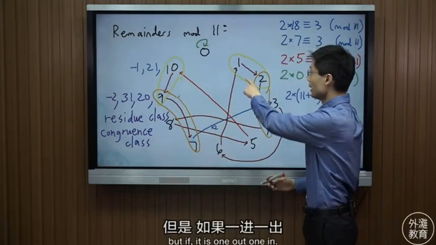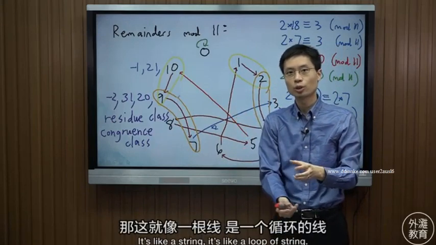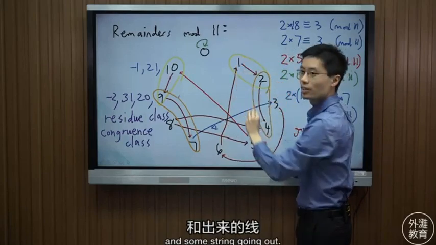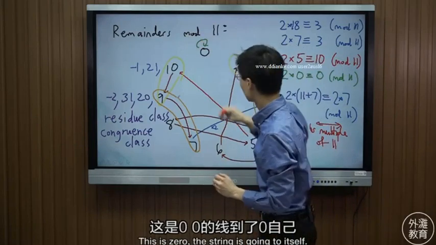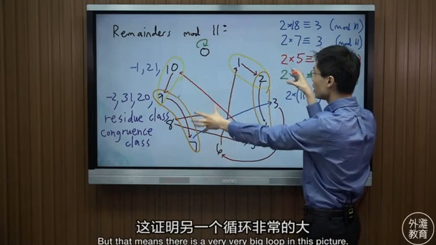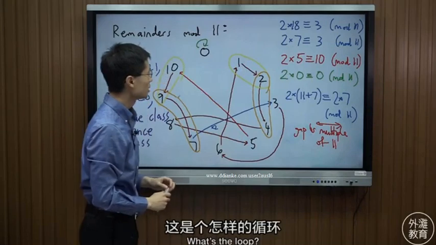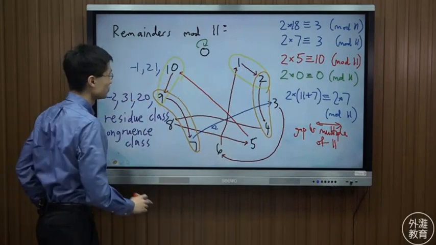But if it is one out, one in, it's like a string. It's like a loop of string. For everything here, there is some string going in and some string going out. This 0, the string is going to itself. But that means this is a very, very big loop in this picture. What's the loop? Let me write it down, and then we will copy it into the next screen.